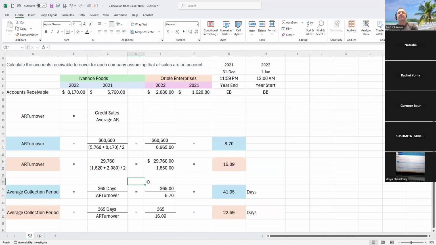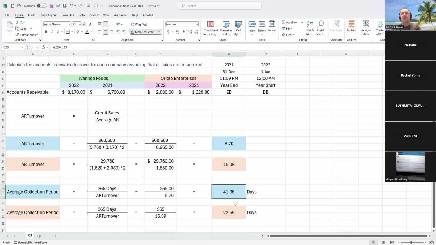So which company is better? The second one. Why? Because first, the accounts receivable turnover is higher, and the days to collect, the account collection period, is less.